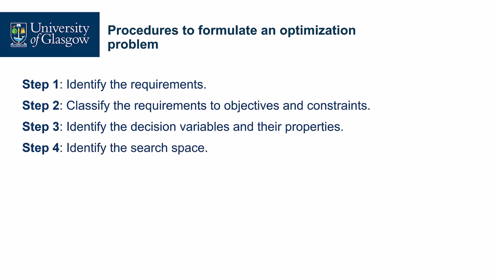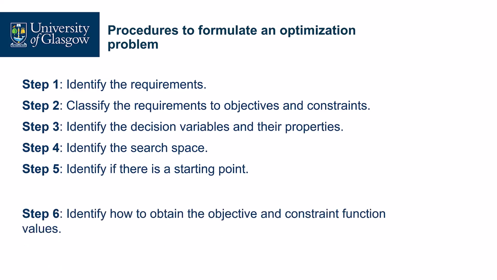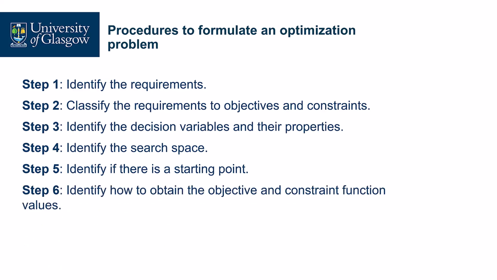Then we need to identify the search space. After that, we can ask if there is a starting point. Then we can identify how to obtain the objective function and the constraint function values. So these are the 6 general steps. After knowing these 6 steps, you should be able to define an optimization problem from an engineering problem.